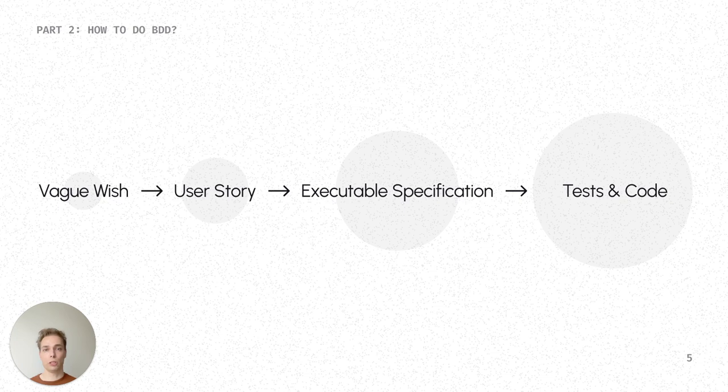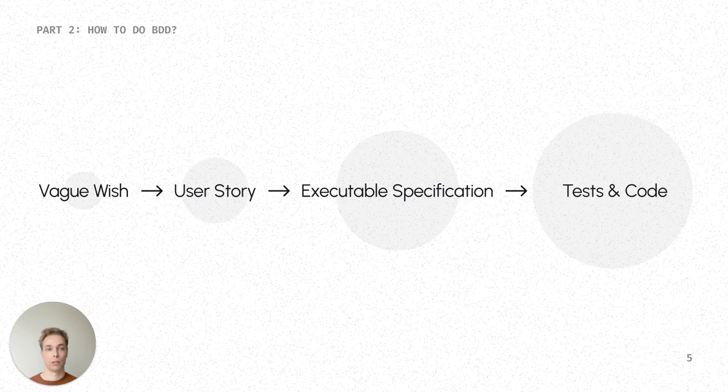The process usually looks like this. It starts with a vague wish from the user. It has little to no details. Then we translate it into a user story. We capture this wish in a more structured way. We define what it is and whom it will benefit. Then we write down an executable specification. It is a more precise version of a user story. And in the end, we write tests and code. Yes, you heard that right.